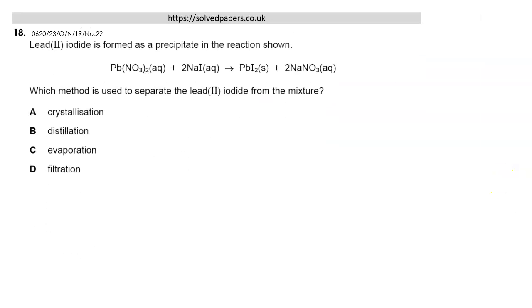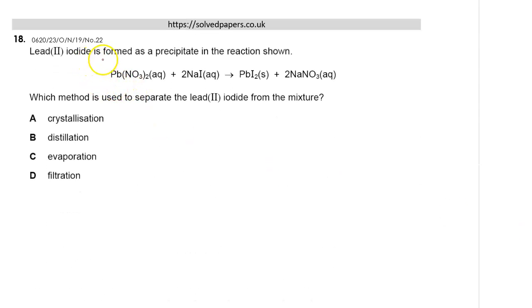Then question number 18. Lead iodide is formed as a precipitate in this reaction. Lead nitrate reacting with sodium iodide, both of them aqueous. You get lead iodide solid and sodium nitrate, which is aqueous. Which method is used to separate the lead iodide from the mixture? Of course, that should be filtration. You'll filter to remain with the solid on the filter paper, then the nitrate will go through. This is a mixture.